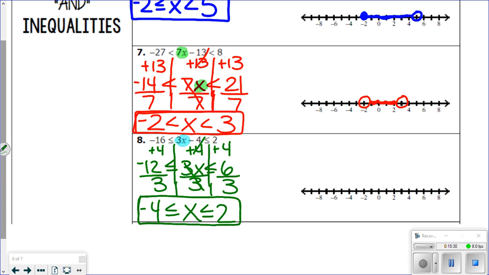This would be our final answer. So I have a closed circle at negative 4, a closed circle at positive 2. I need all x values in between those, greater than negative 4 and less than 2, so we shade in the middle to connect those.